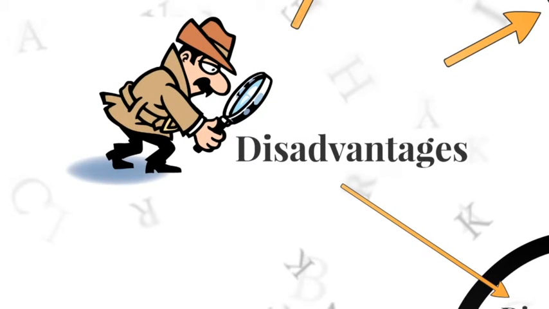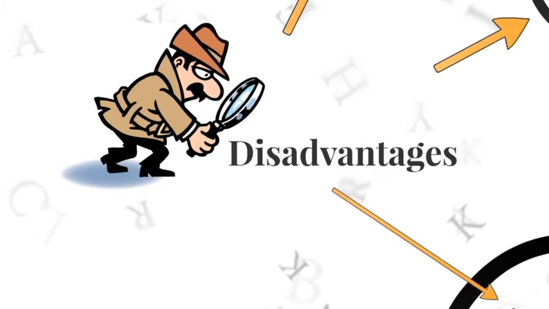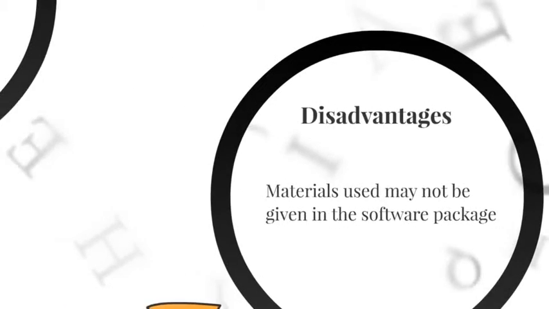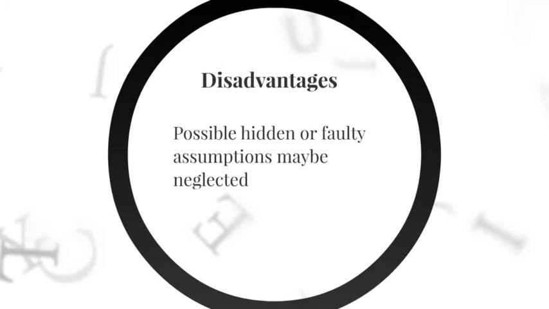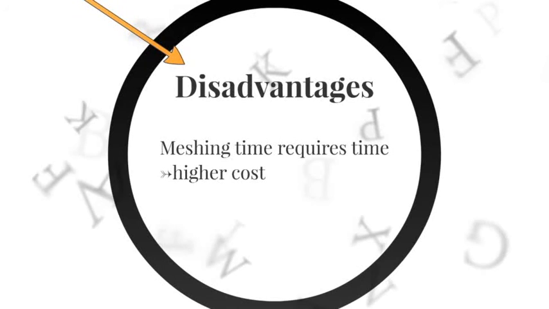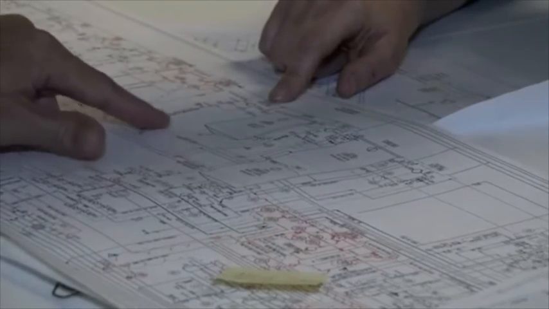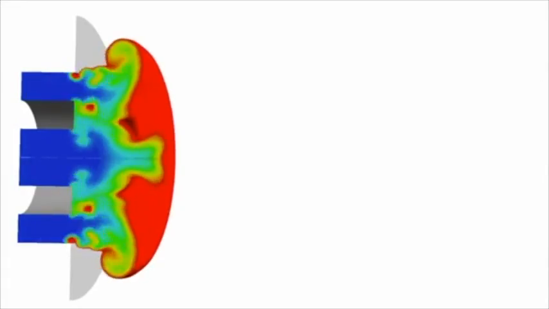Now, since everything is not perfect, let's look at some of the disadvantages, and this is probably one of the shortcomings of some of the software. The materials might not be specified. This is where the biggest problem is. Garbage in, garbage out. We have to be careful what assumptions we put inside the software, and of course, CAE adds to the computational cost. But all in all, we do believe that computer-aided engineering has changed and revolutionized the molding industry for the better.